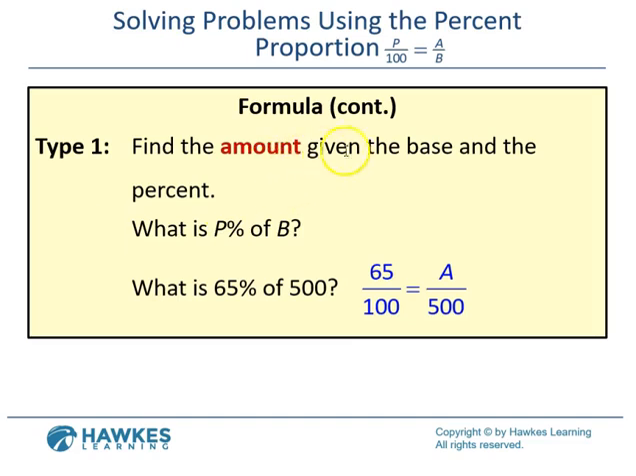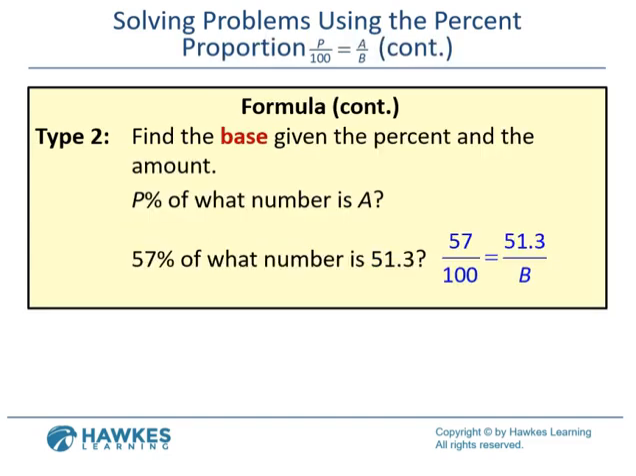To find the amount given the base and the percent, what is the percent of B? What is 65% of 500? Notice here they give us 65%. Well, 65% as a fraction is 65 over 100, and that's equal to A. We don't know what A is yet, but we know we want to find it. What is the percent of this 500? Let's keep going.